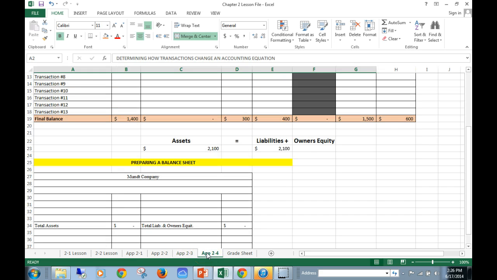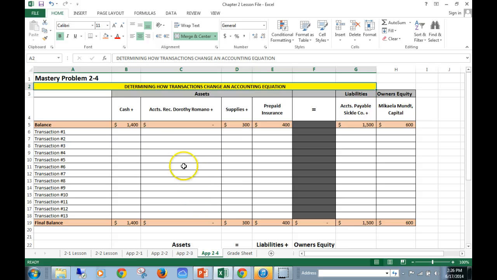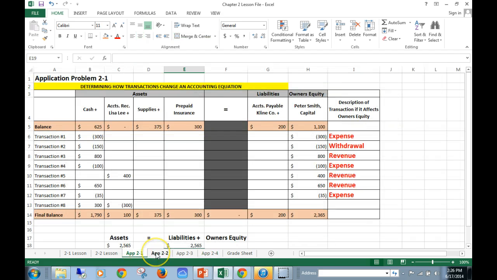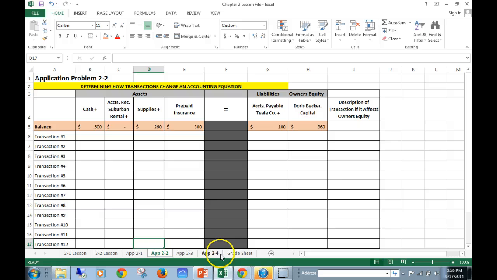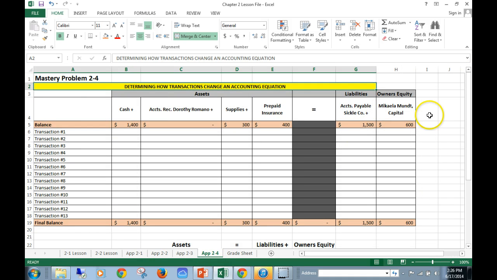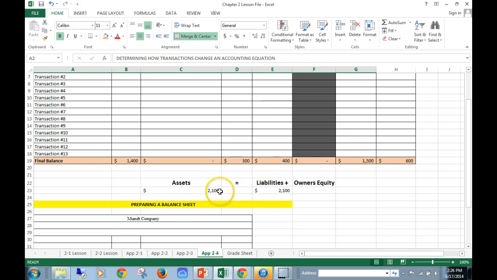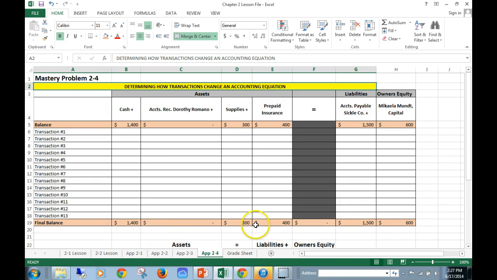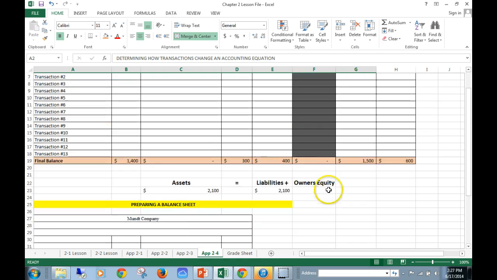Application 2-4, or the mastery problem, here's what you're going to do. You have 13 transactions, and you're going to do it exactly how you did it in application 2-1 and 2-2, except you don't have to explain what type of transaction it was, whether it be an expense, withdrawal, or revenue. You just have to make sure that the amounts are in the correct spot. And I've included the formula down here so that you know that the accounting equation is correct, and that all of your balances for each account are correct.